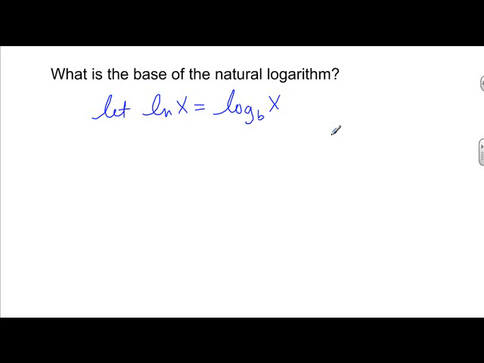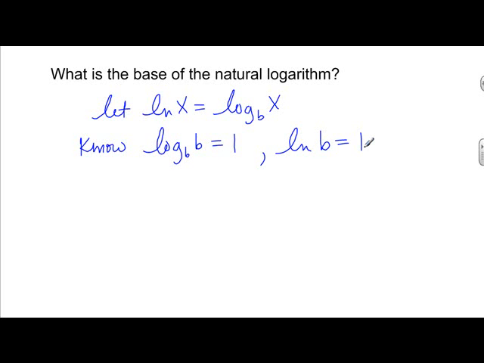Now, we know that the natural log of 1... wait a minute, I don't want to go there exactly. No, that's not what we know. We know that log base b of b is equal to 1, using the properties of logarithms. So if log base b of b is 1, then the natural log of the number b is 1.